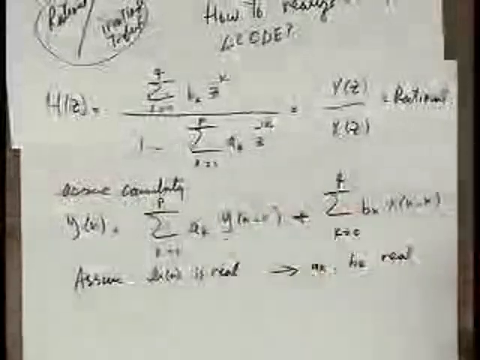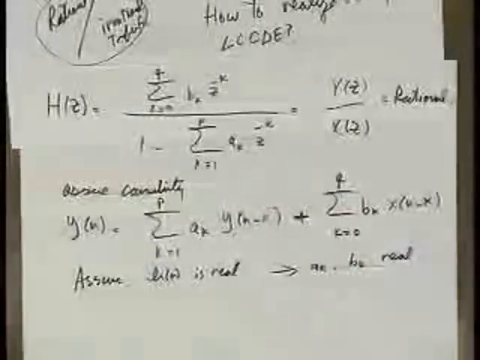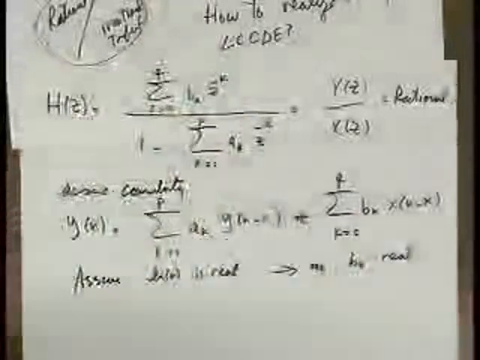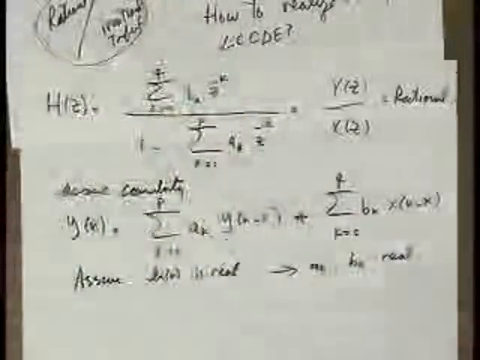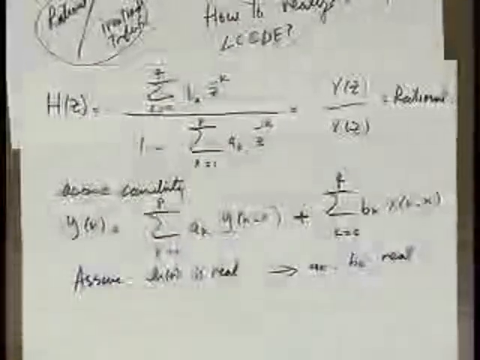Why is it convenient to have real? Because if you have real coefficients and a real signal, then all you have to deal with is real number by real number multiplication, and not a complex number by real number computation. You avoid complex arithmetic if you assume these things are real. And most times people assume that.